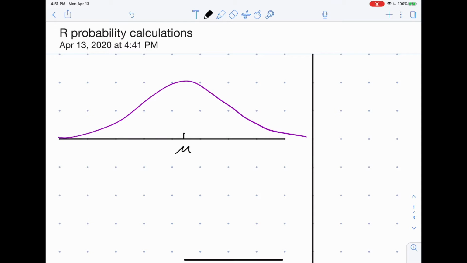In this video, I'm going to explain how R's probability calculations work and how you can use them for your homework or for anything for that matter. So you start out with a picture like this. What we have here is the standard normal probability density function, or PDF. That's what this purple curve is, the PDF for a normal distribution, a bell-shaped curve centered at mu.